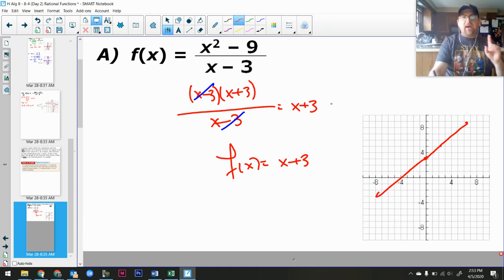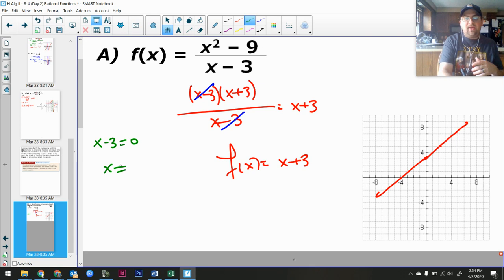All right, now, however, there was a point that is undefined here. Take a look at what canceled out. The x minus 3's canceled out. So therefore, I have to look here: x minus 3 equals 0. That can't happen because of the denominator. x can't be 3. So therefore, there's a hole in the graph. The x value of 3 is undefined for this function.